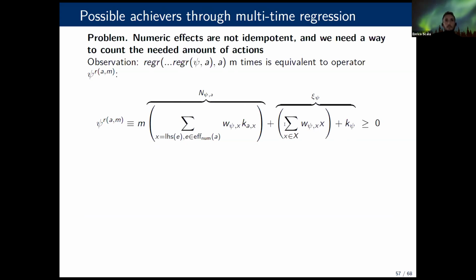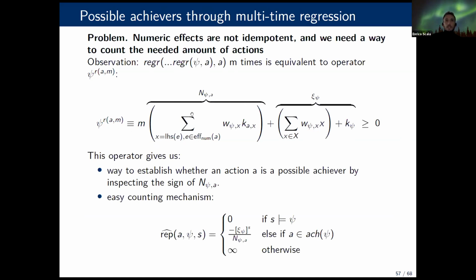And using this operator here, we have a way to establish whether an action A is a possible achiever by just inspecting the sign of this term here, which is called the net contribution of the action A onto psi. And we have a mechanism to count, because we can understand in a given state how many times an action needs to be executed. And this is somehow a generalization of what I have shown you in the example before.